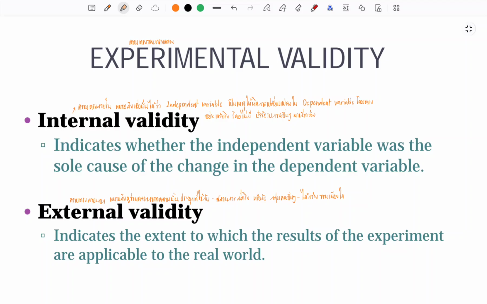And external validity means that your result can be applied to real world situations, can be generalized to other populations. Internal and external validity.